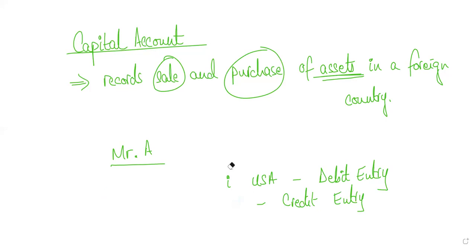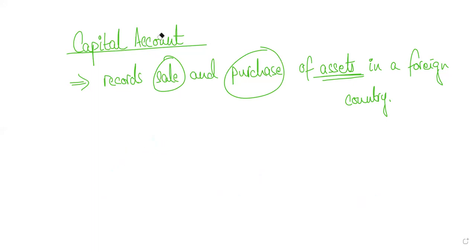Let me give you another example if you want to get a better idea. Let's say there is a Chinese person and he or she buys some asset in Pakistan. Would that be an inflow or an outflow for us? A Chinese person buying some asset in Pakistan. That would be an inflow, right? That will be a credit entry for us.